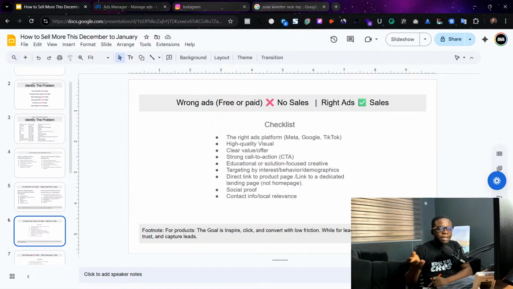Or you're running lead ads on, okay, come and buy my solar equipment, and you're running ads to your homepage or your about page. The person coming from Instagram, Facebook, or whatnot is not concerned about your about us, it's concerned about what they saw, right? So you don't lose that person.